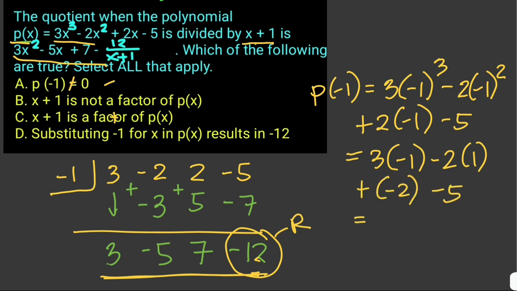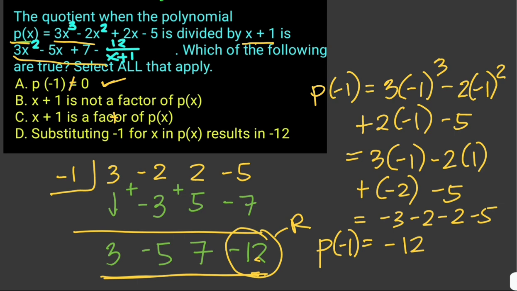And then we simplify. Negative 3 minus 2 minus 2 minus 5 is equal to negative 12. So the value of p of x when x is negative 1 is equal to negative 12, and this is not equal to 0. Therefore, option A is true. So let's put a check here.